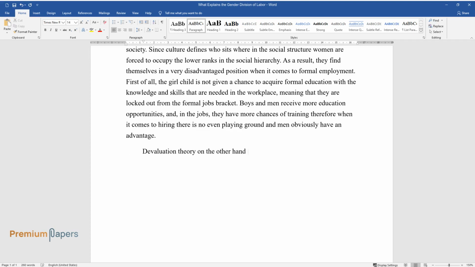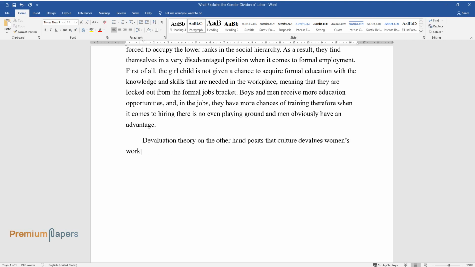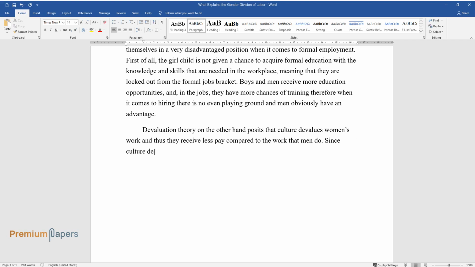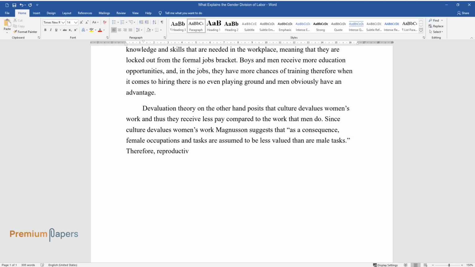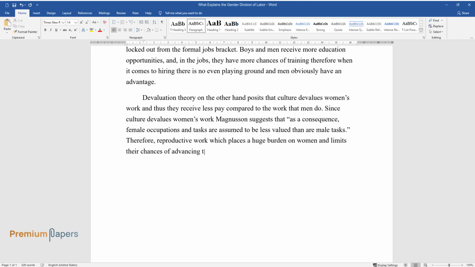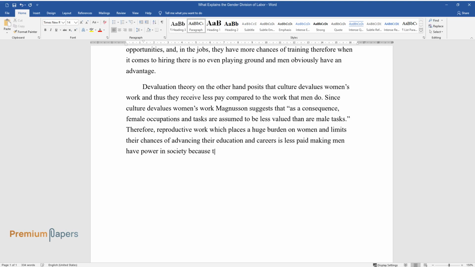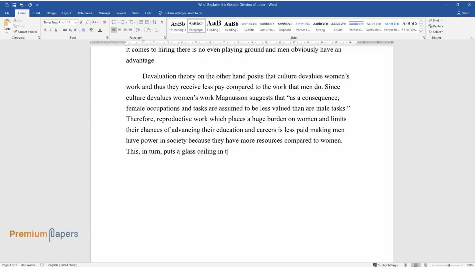Devaluation theory, on the other hand, posits that culture devalues women's work and thus they receive less pay compared to the work that men do. Since culture devalues women's work, Magnusson suggests that as a consequence, female occupations and tasks are assumed to be less valued than are male tasks. Therefore, reproductive work, which places a huge burden on women and limits their chances of advancing their education and careers, is less paid, making men have power in society because they have more resources compared to women.